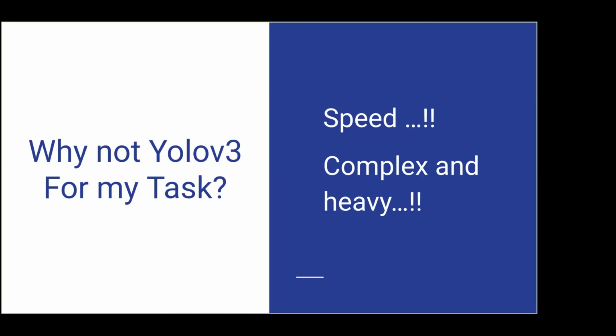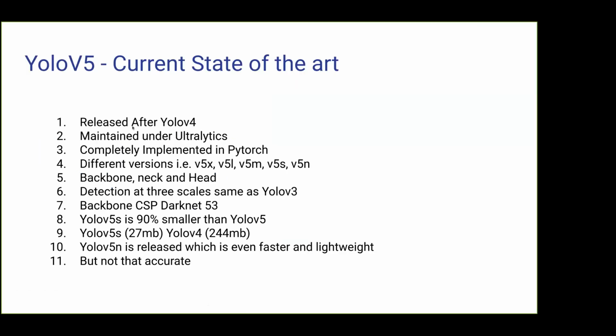So the reason why I am not using YOLO v3 for my task: yes, it is accurate, but it is not fast, which I will show in the demo, which I will run on my laptop after a while. The first constraint is speed, and the second is that it is a heavy and complex architecture, but it is relatively less complex than YOLO v5. So YOLO v5 is the current state of the art object detector.